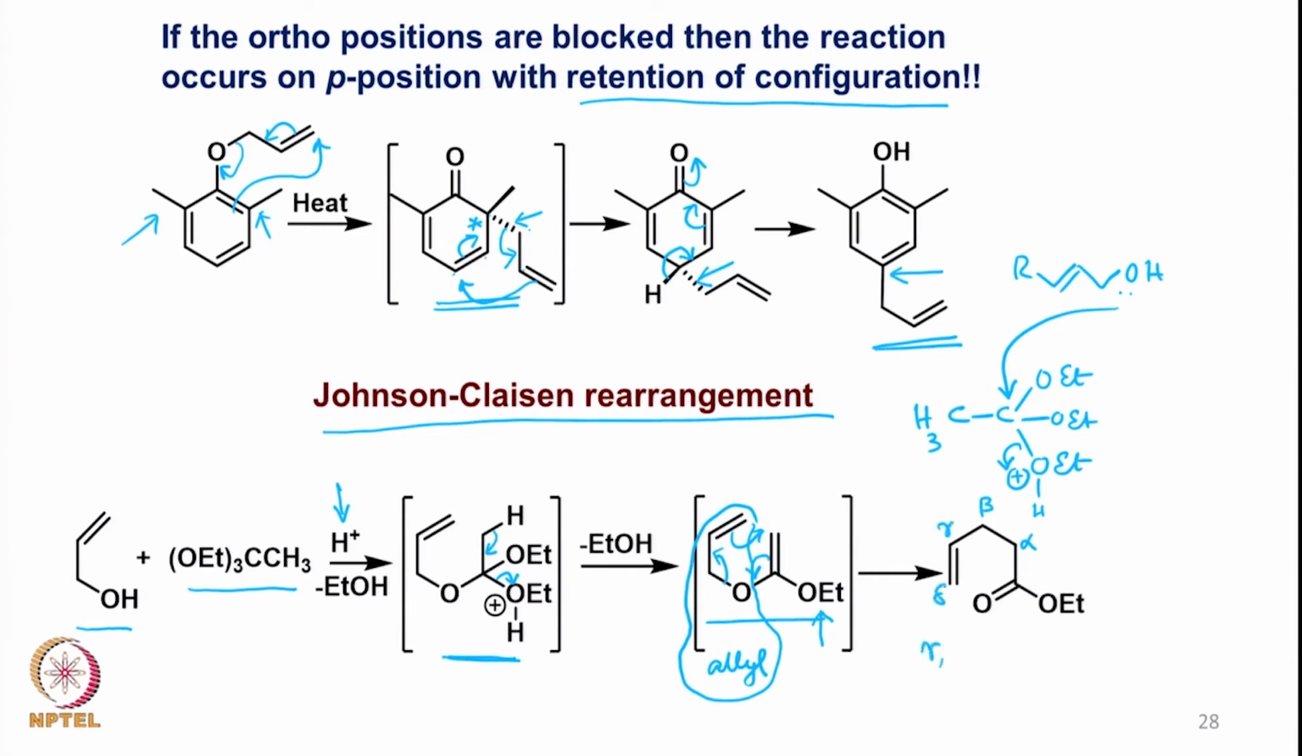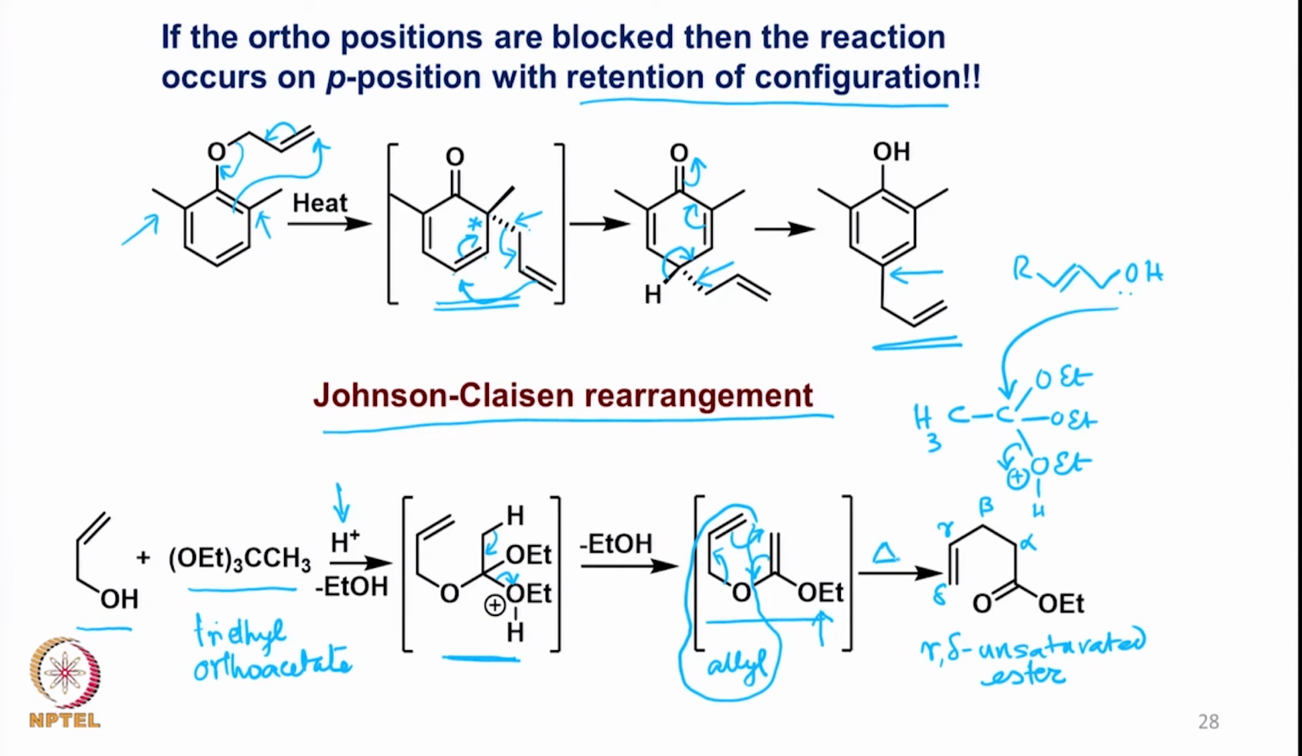So you get a gamma delta unsaturated ester. You start with an allyl alcohol, you add triethyl orthoacetate in the presence of an H plus, then you get an intermediate of this kind, which of course can be prepared in this way by some other means also, but it is an easy way, and of course you heat it, then what you get is a gamma delta unsaturated ester.